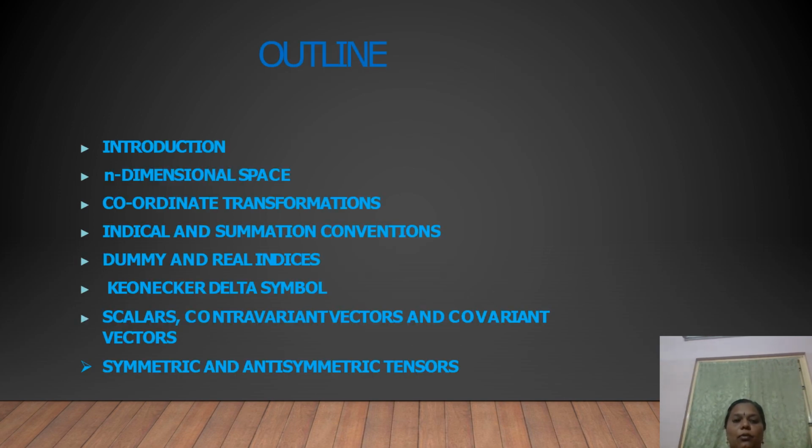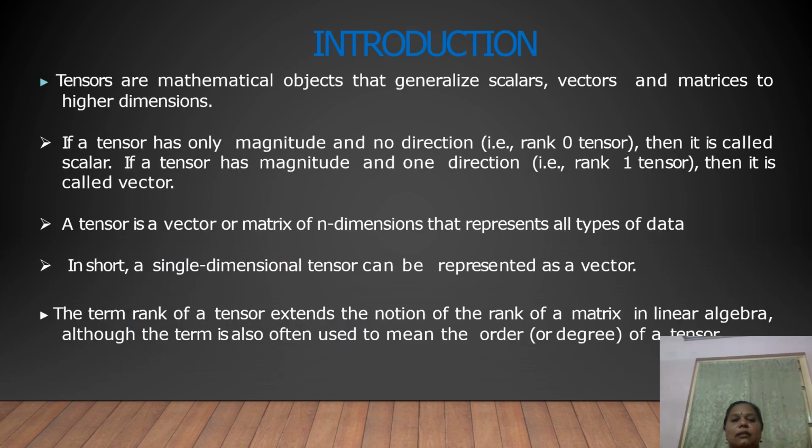To give a brief outline about the e-content, this session is going to start with an introduction about tensors, with n-dimensional space and coordinate transformations, with a few summation conventions, the Einstein conventions, with some introduction about the indices which are used in tensors, and two broad categories of tensors, contravariant and covariant vectors, and different types of tensors called symmetric and antisymmetric tensors.